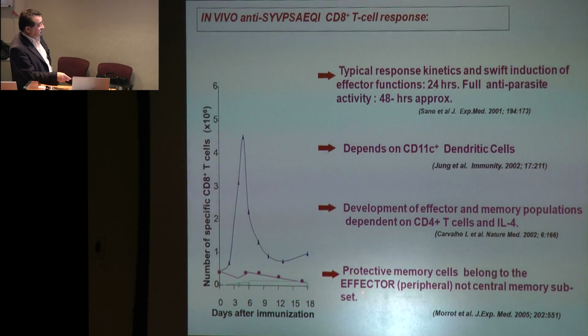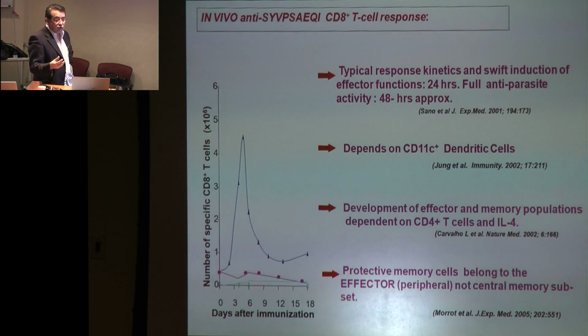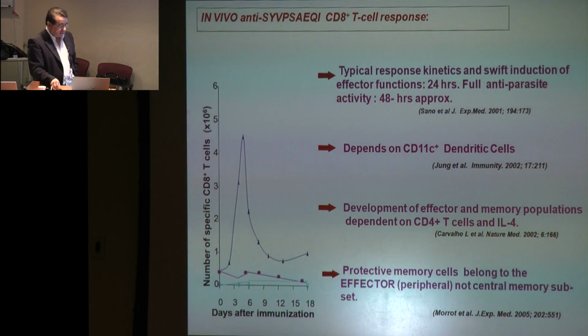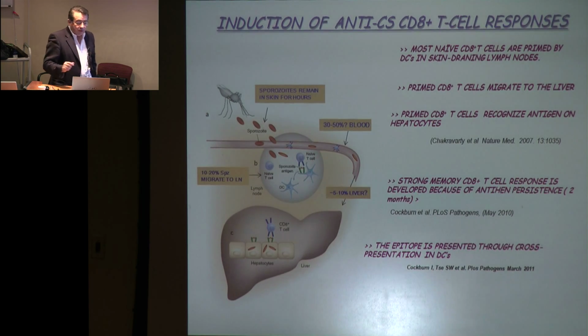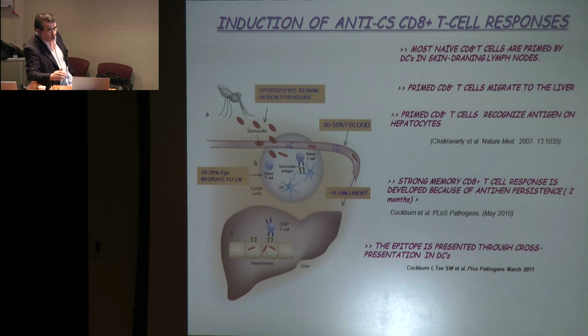And the protective memory cell, which is induced under this condition, is basically a peripheral effector memory cell, and that makes sense because those that actually kill the parasite are in the liver, not in the lymph node. Therefore, this is the subset that matters when it comes to protection. More recently, we have been studying how these CD8 cells are actually induced when mice or humans supposedly are exposed to the parasite.